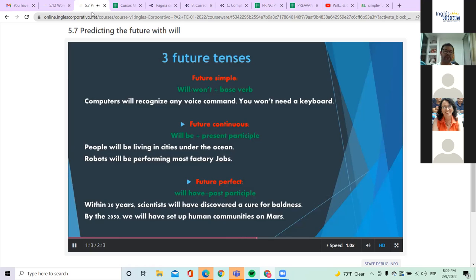Number two, future continuous, will be plus present participle. People will be living in cities under the ocean. Robots will be performing most factory jobs.